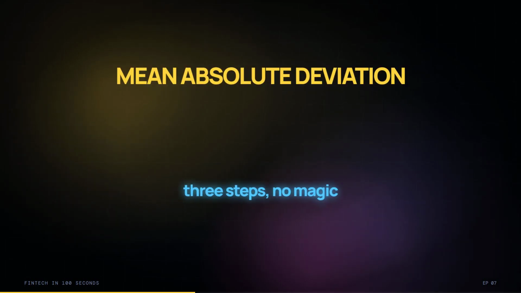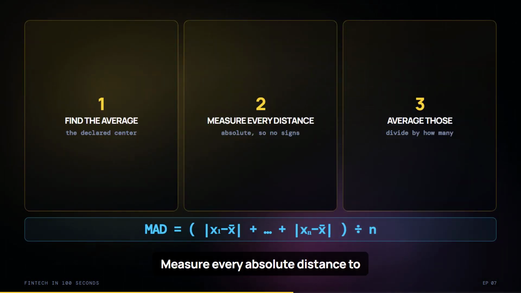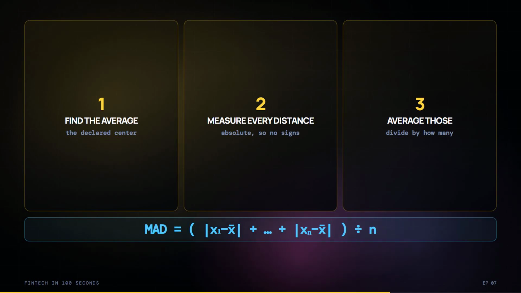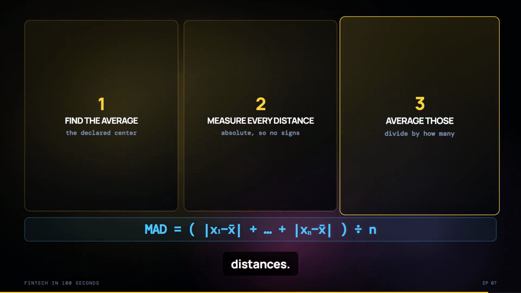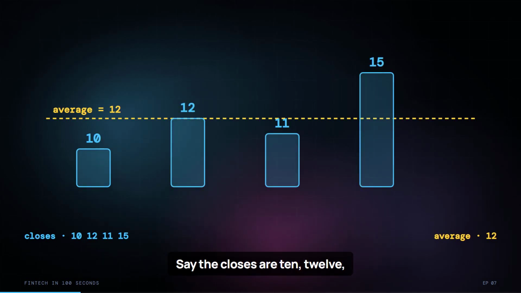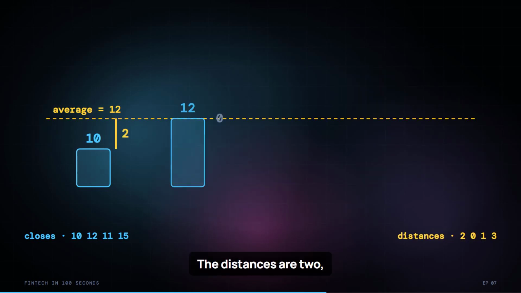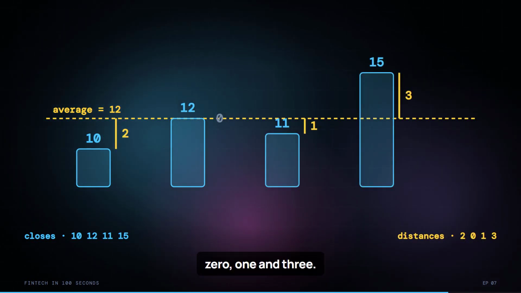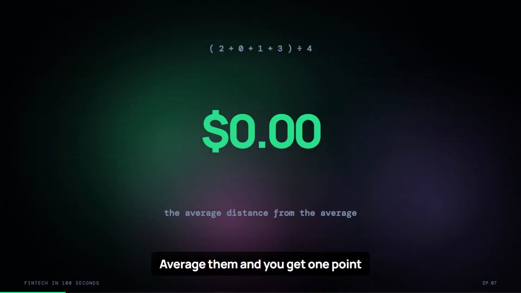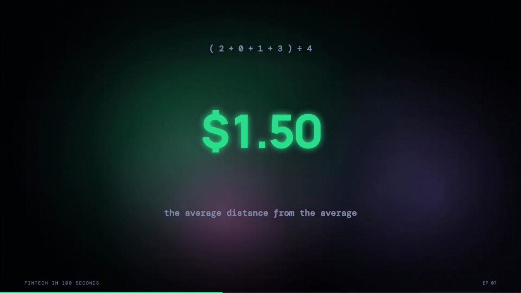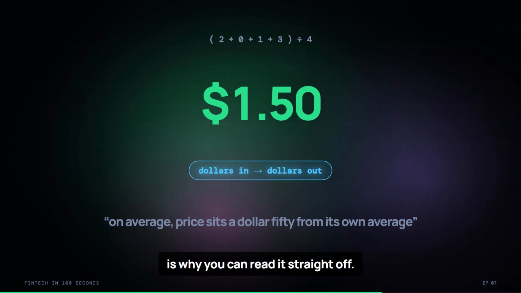3 steps. Find the average. Measure every absolute distance to it. Then average those distances. Say the closest are 10, 12, 11, and 15. The average is 12. The distances are 2, 0, 1, and 3. Average them, and you get $1.5, the same unit as the price, which is why you can read it straight off.